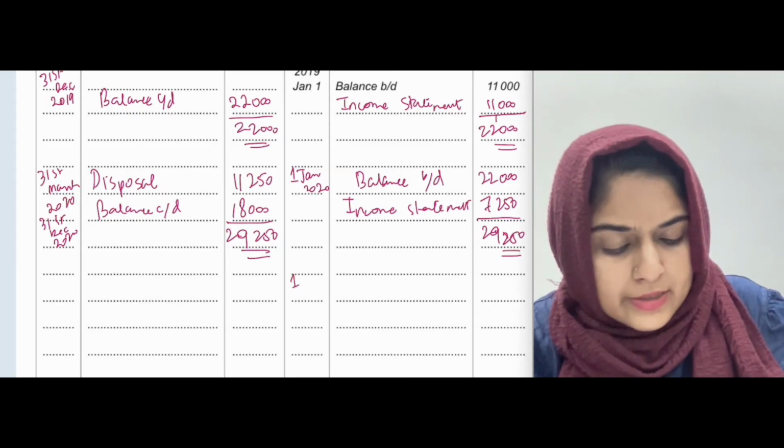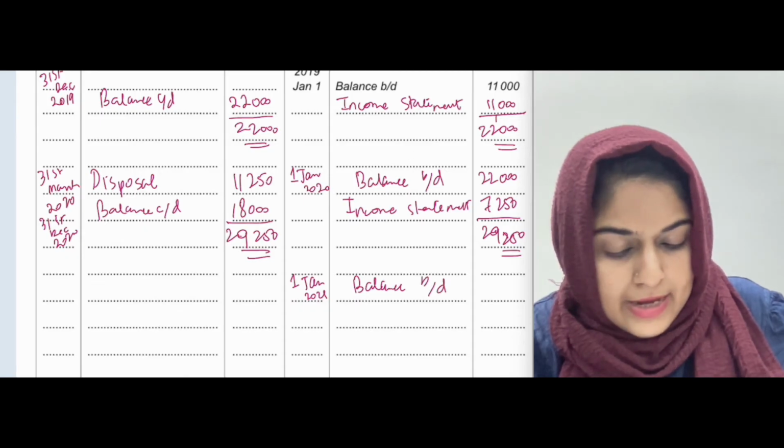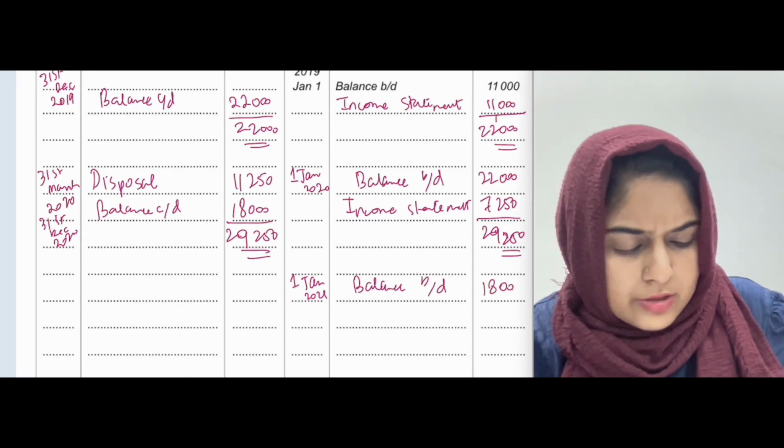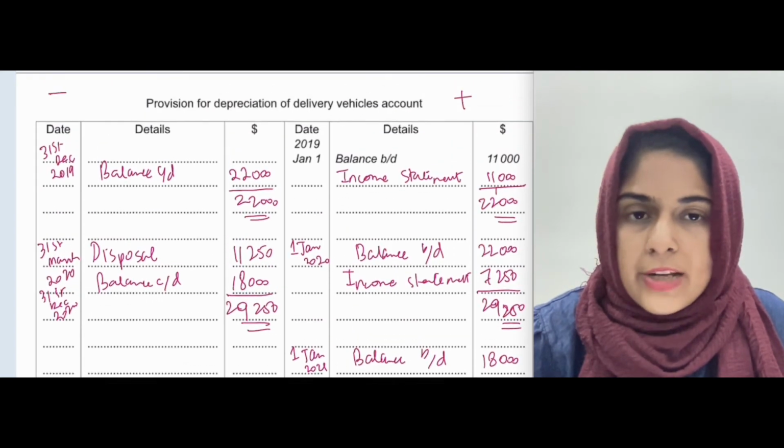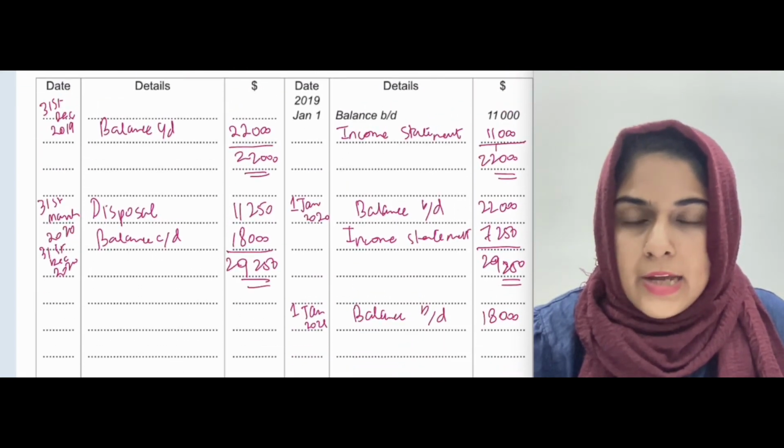So I write first January 2021 I'll write balance brought down and I will write 18,000. ये हमारी depreciation basically balance brought down हो जाएगा. This is how the account looks like.